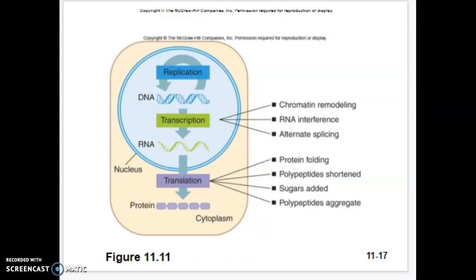All right. So ways we can turn off genes at the transcription stage would include chromatin remodeling. That would be with the histone code. RNA interference I talked about. Alternate splicing I'll mention here in a few minutes. Translation: protein folded incorrectly, we know it doesn't work. Polypeptides that are shortened won't work then either. If it's broken down, we can add sugars, and I think we can do other things to turn it off at the translation stage.